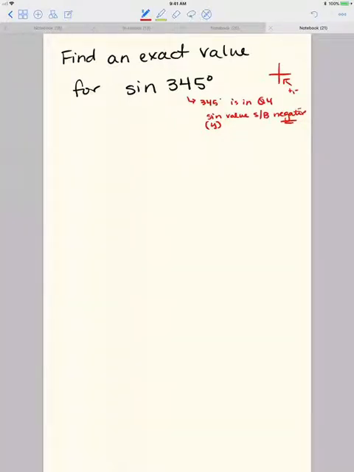All right, so we need to take the sine of 345 degrees and break that apart into either a sum or a difference of two angles. So we have options: 315 plus 30 and 300 plus 45 would give 345.